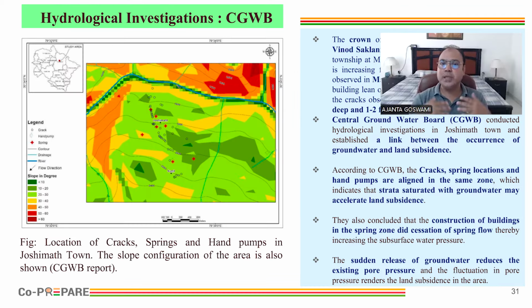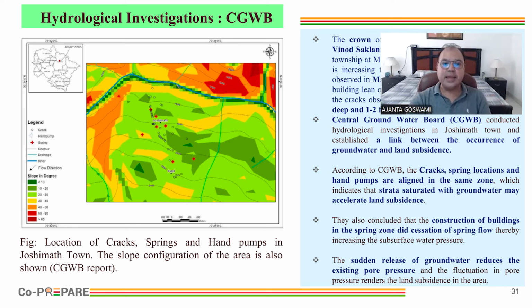Now let's go to the findings of CGWB. This is quite interesting. Okay. So step by step, you have seen what IIT Roorkee has concluded in our work, what we have concluded, then what IRS has concluded, then what NGRI has concluded, now what CGWB has said.